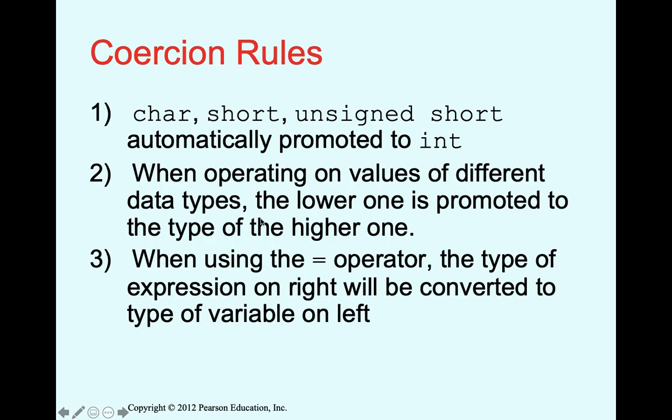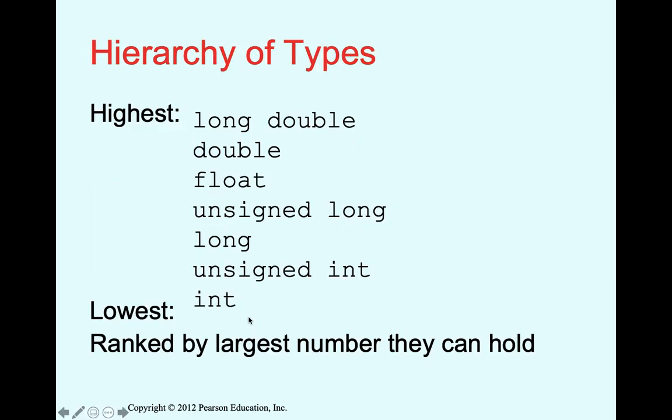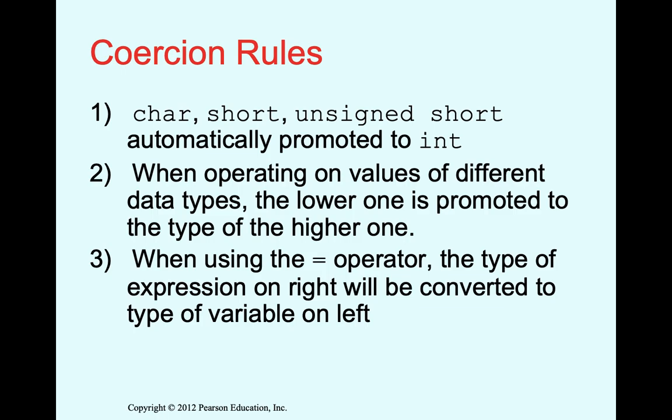And if you are operating with different data types, the lower one will be promoted to the type of the higher one. Like imagine we have an operation between 5 and 3.5. 5 is an integer, 3.5 is a double. So we will change the integer to double because double is higher than integer in this hierarchy. So we change this integer into double so that both are double, and then we perform the operation.